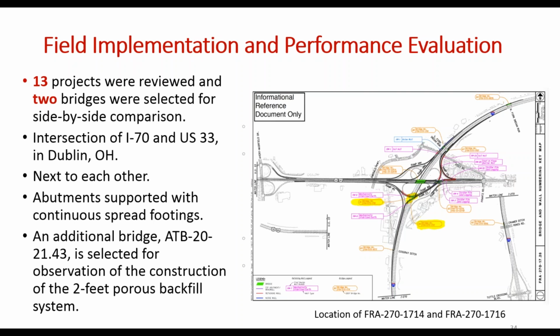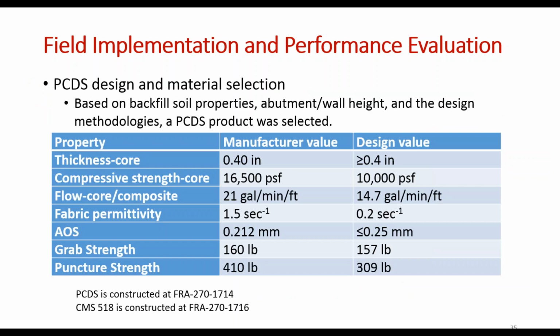As you can see from this plan sheet here, they are next to each other, and the abutments are supported with continuous spread footing, and the bridge itself is a steel girder with concrete deck. And an additional bridge in Ashtabula was also selected for observation of the construction of the traditional system.